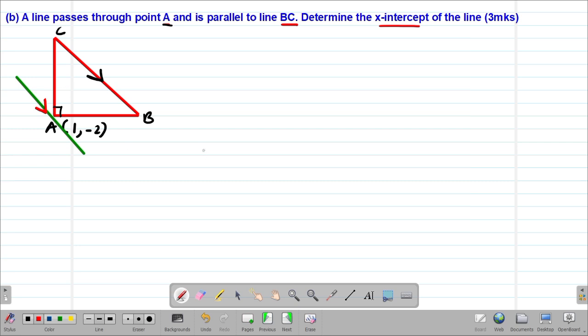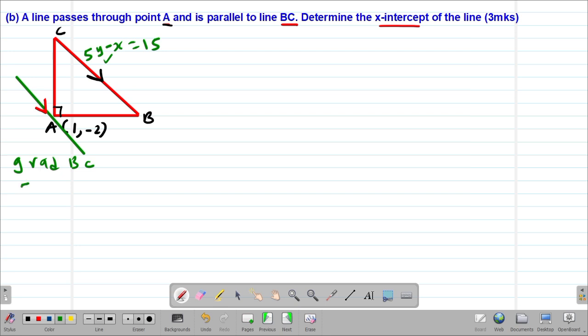Now we know that for any given pair of parallel lines, we'll always have equal gradients. Therefore, I'll find the gradient of line BC. Remember, for BC, we were given the equation as 5y minus x equal to 15. Therefore, I'll start by finding the gradient of the line BC.